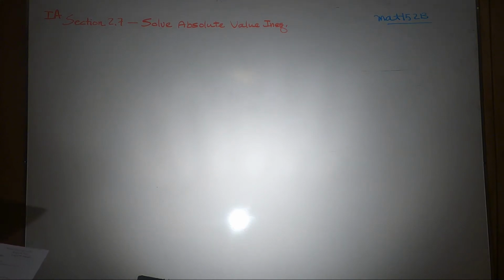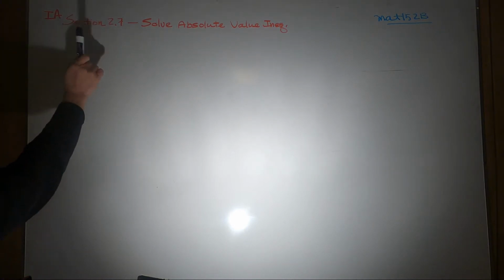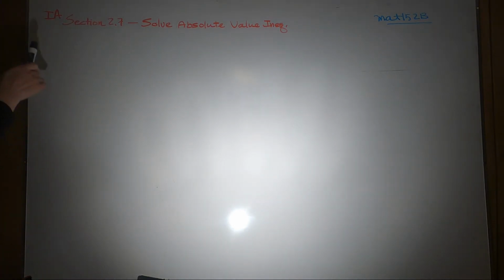We are on page 54, on section 2.7, and this section is actually in intermediate algebra, for solving absolute value inequalities. It's handy for you to have this knowledge for your stats class and Math 154A and pre-calculus and beyond. All right, so let's see.